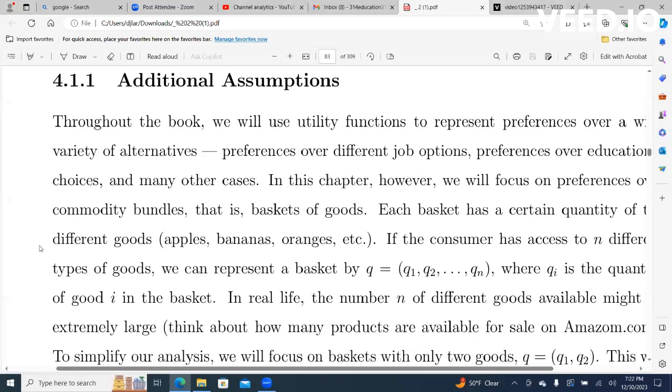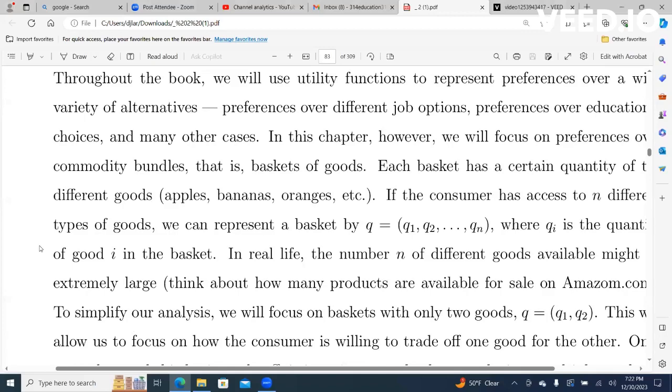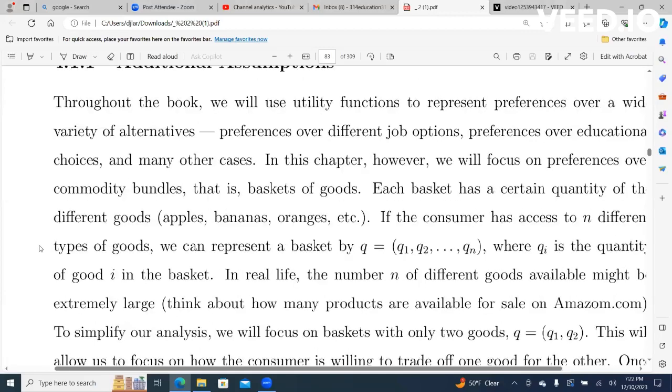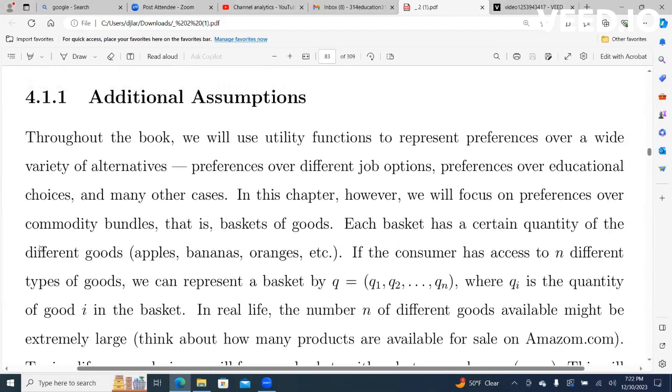So we have additional assumptions. Are they important? Okay, so we want to read through this. I think we're going to get into this in the next video.